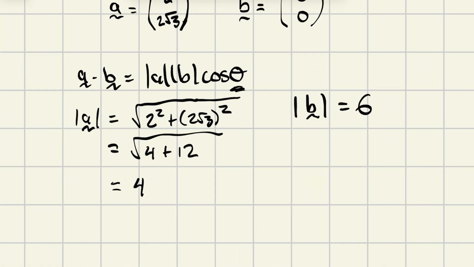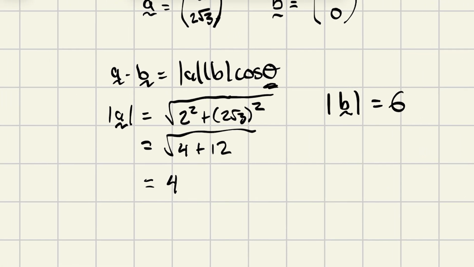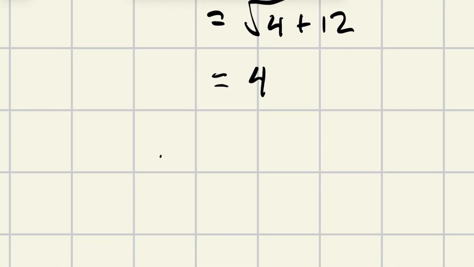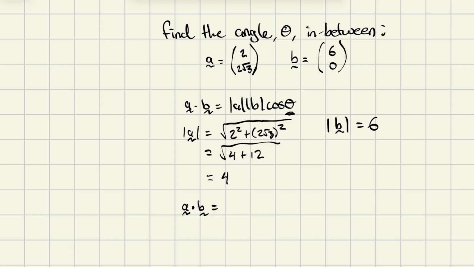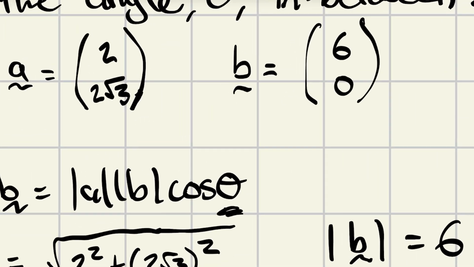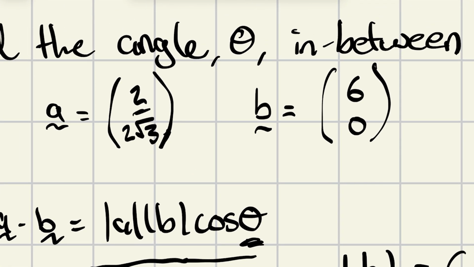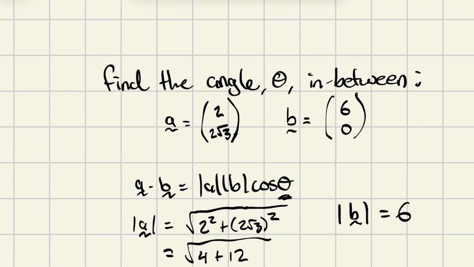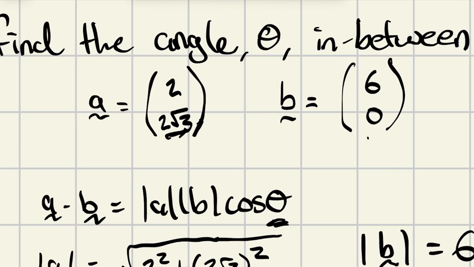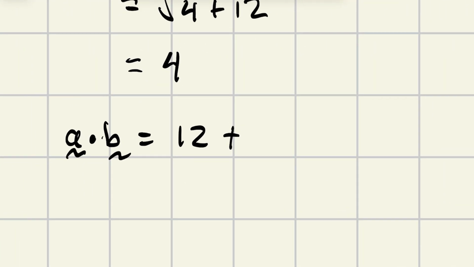Right, so now that we have that, we have to find the dot product. We need to find the dot product using the other formula. So we'll just multiply the components together. So we multiply the x components together, or the i components together. So 2 times 6, which is 12. And then we add the j components multiplied together, which is 2 root 3 times 0, which is 0. So this answer would just be 12.